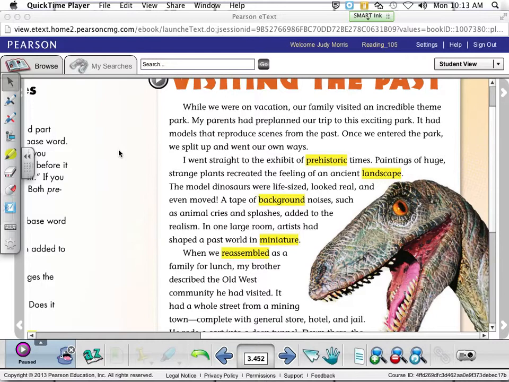Good. So as we go through this article right now, visiting the past, we want to think about what these words mean. Okay?